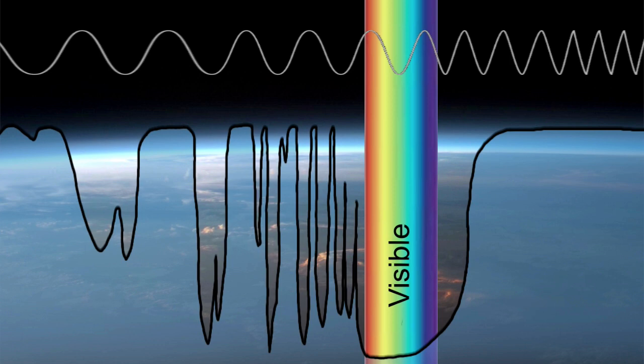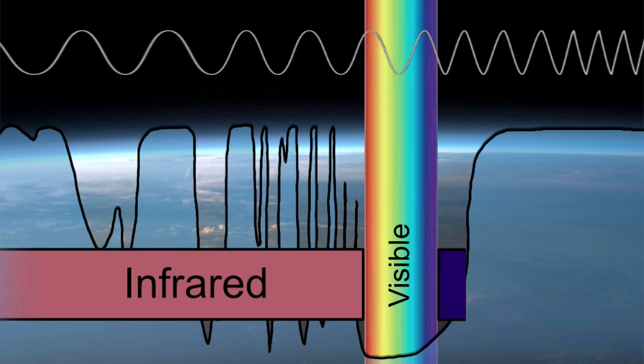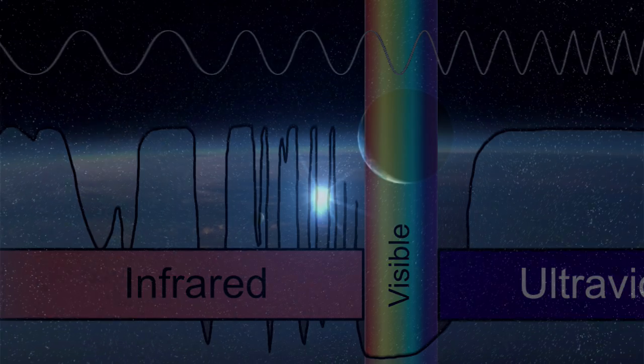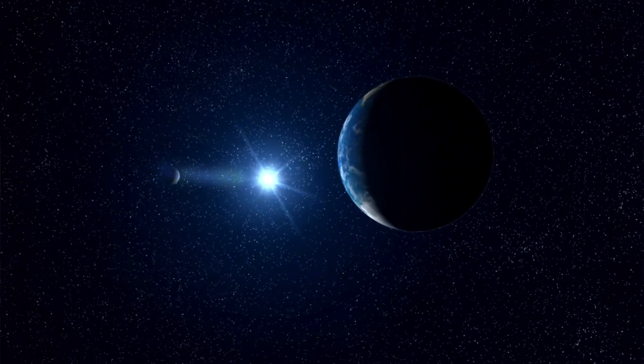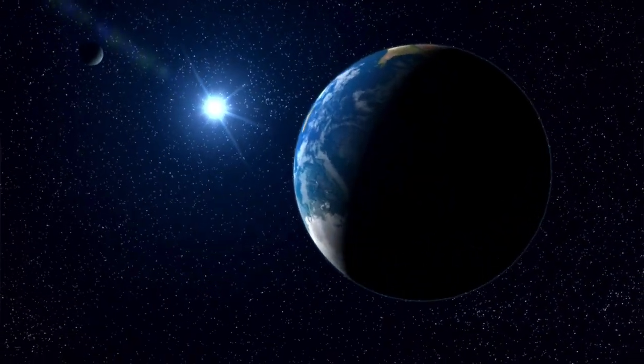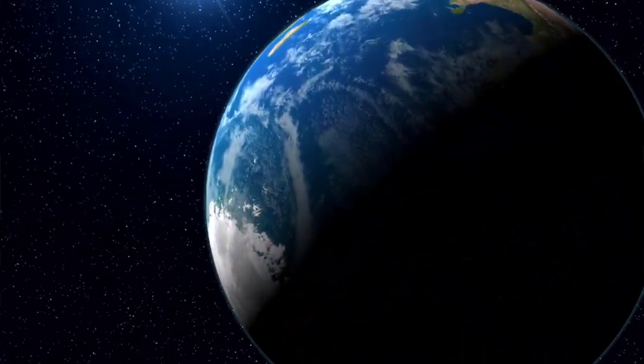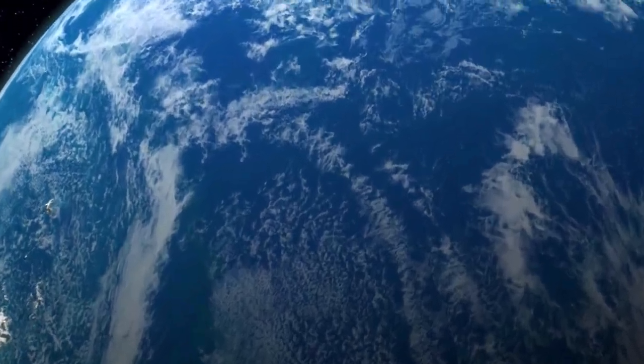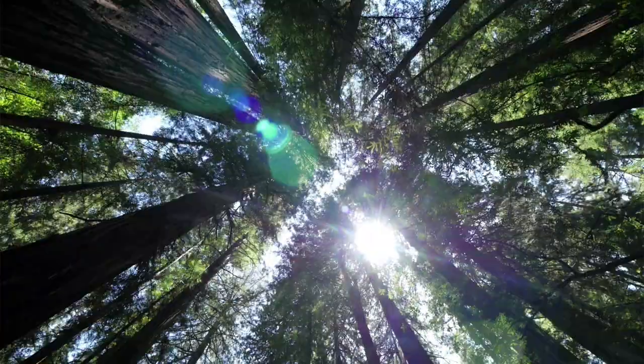Let me ask, why are our eyes sensitive only to visible light and not infrared or ultraviolet? Well, we evolved here on Earth's surface. So it makes sense that we evolved to be sensitive to the light most abundant here on the Earth's surface.